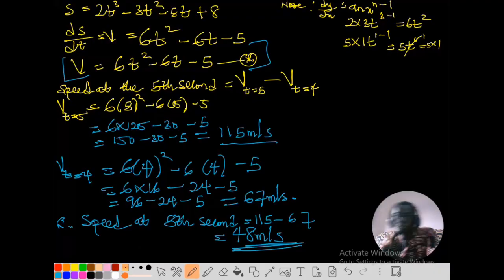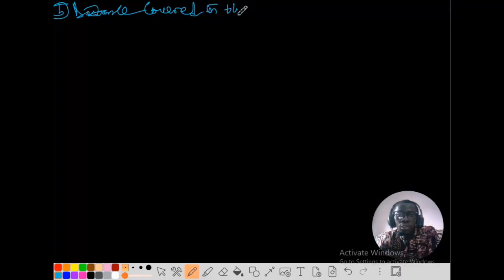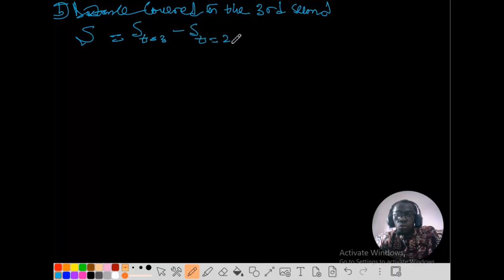The B aspect of this now is that we should look for the distance covered in the third second. So for this B, we are looking for distance covered in the third second. It will be distance when t equals 3 minus distance when t equals 2, similar to that of velocity.